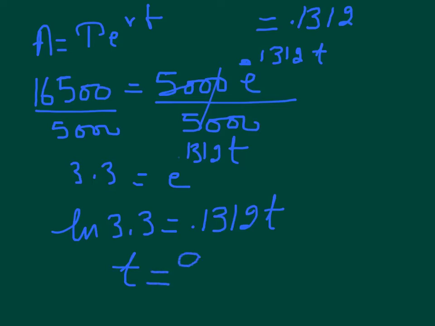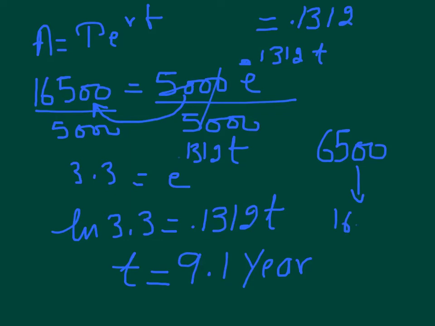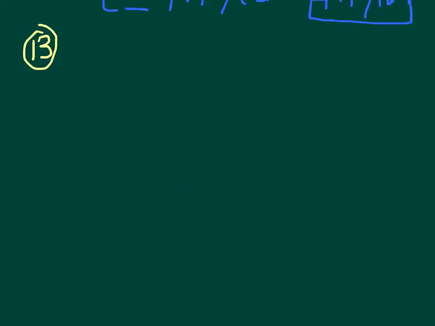Solve for t. I got 9.1 here when the population grew from 5,000 to 16,500. If you wanted to know from 6,500 to 16,500, that will be only 7.1 years. And so that will be minus 2 years.